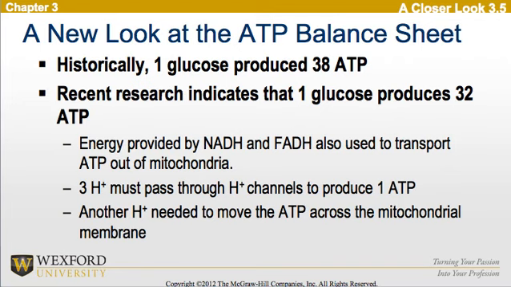The energy provided by NADH and FADH are also used to transport ATP out of the mitochondria. The three hydrogens must pass through the hydrogen channels to produce one ATP, and another hydrogen is needed to move the ATP across the mitochondrial membrane.